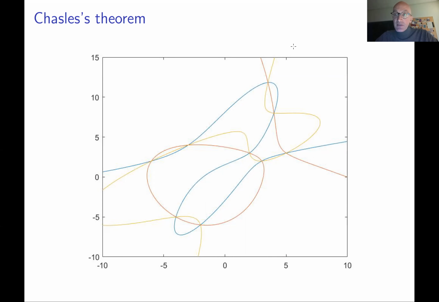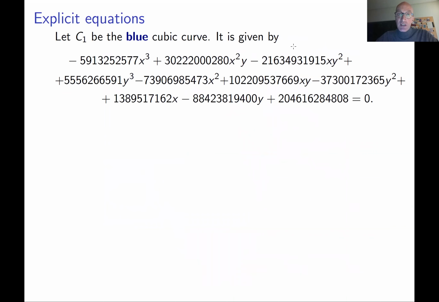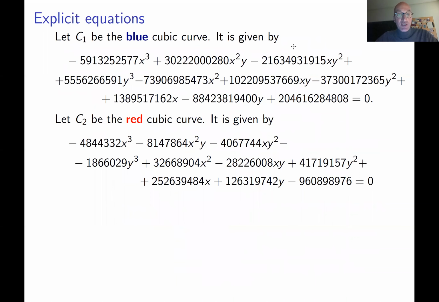Okay, let's translate this into algebra, into the language of equations. First, we fix the equation of the blue curve. The blue curve is given by this equation. This equation may look a bit ugly, but it's actually not ugly. You see all the coefficients here are integers. It was not easy to find such an equation. You will see later why. And this is the equation of the red curve. It also looks a little bit too long to do any computation by hand.